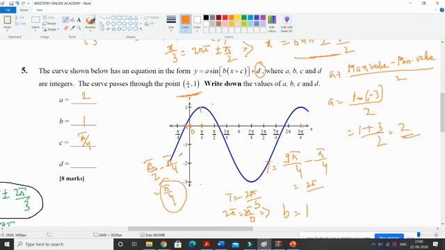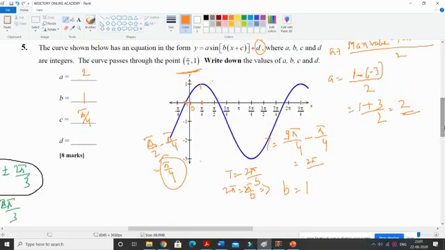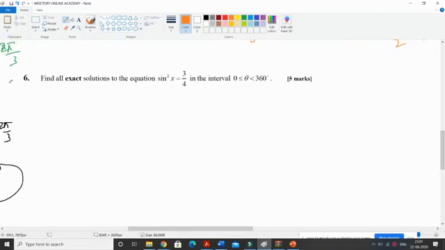D is the vertical shift. Generally, the axis is the x-axis, but now the axis we don't know. The reason to find the axis is that it will give you the vertical shift. The formula is (max value plus min value) divided by 2. So the maximum value is 1, the minimum value is minus 3, divided by 2, that is minus 2 over 2, which will give you minus 1. So D is minus 1. That's the vertical shift.